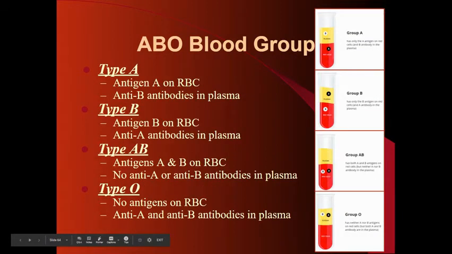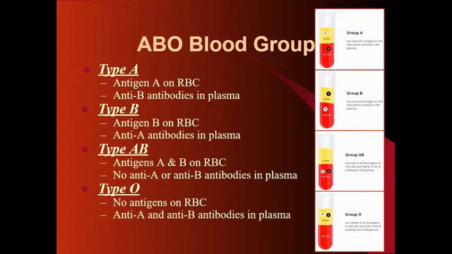So the 2 antigens that we have in terms of the ABO blood group are the A antigen and the B antigen. Someone with type A blood has the A antigen on their red blood cells. They will then be producing anti-B antibodies in their plasma to protect against the other B antigen. On the other hand, someone with type B blood will have the B antigen on their red blood cells, and they'll be producing anti-A antibodies in their plasma.